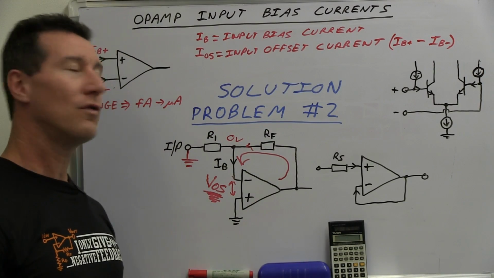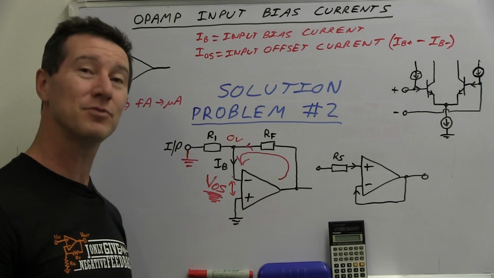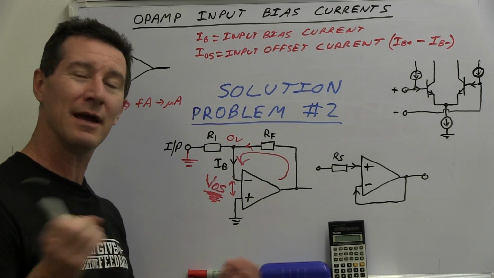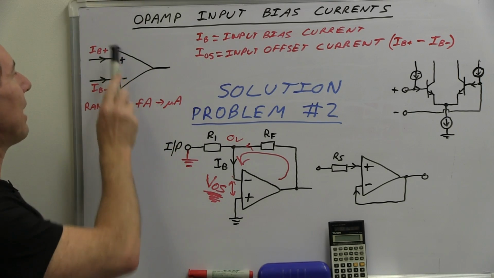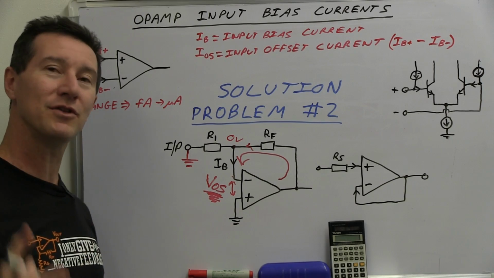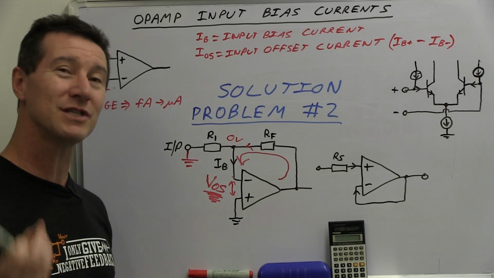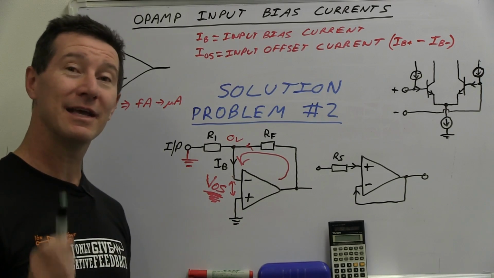So how do we solve these input bias current issues? They're a pain in the ass for these precision applications. How do we get rid of them? How do we cancel them out? Well, let's have a look at what we've got here. IB plus and IB minus, one goes into the inverting input, one goes to the non-inverting input. So they're essentially opposite currents. So you can actually cancel them out.